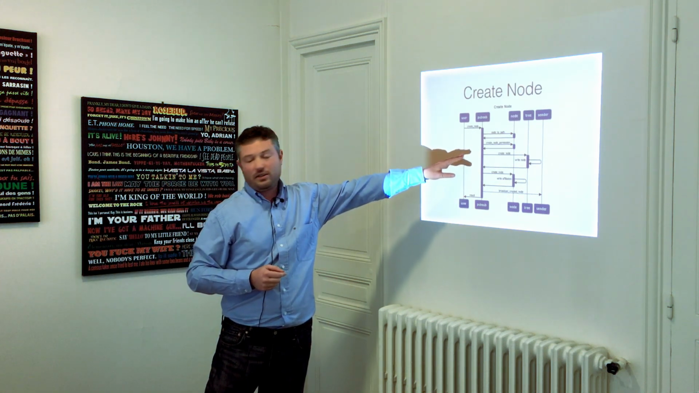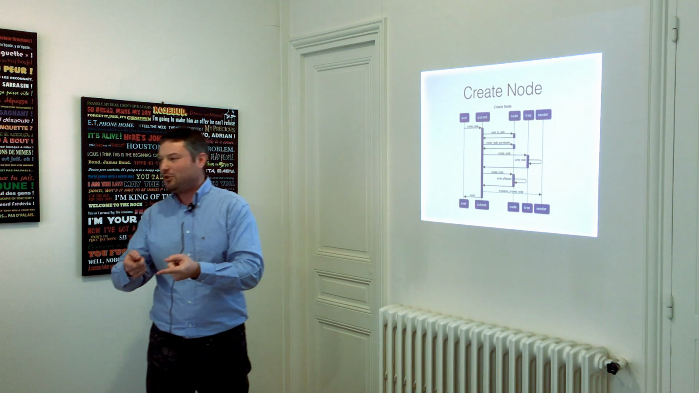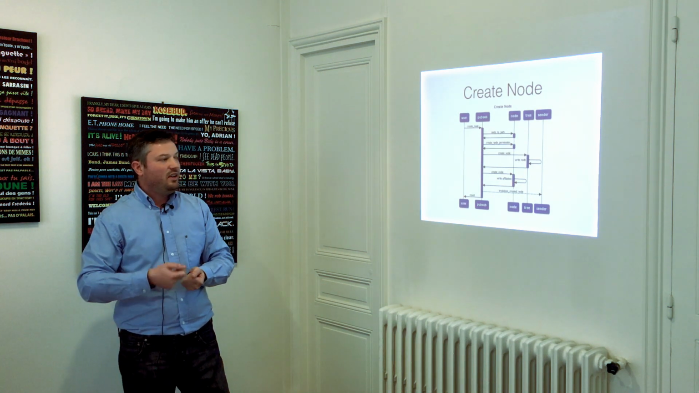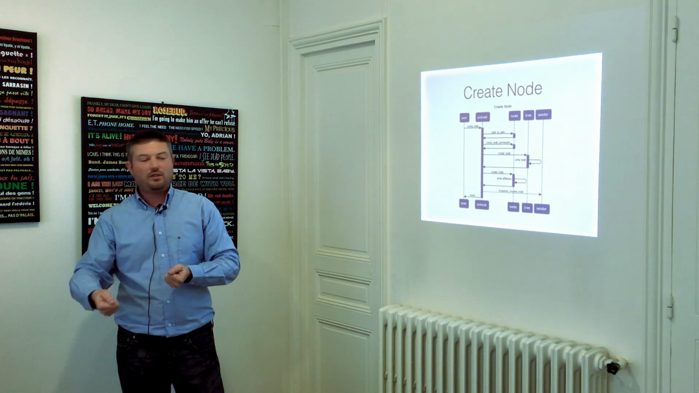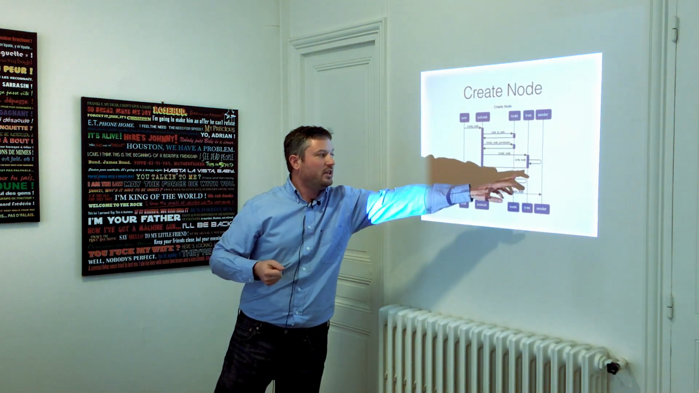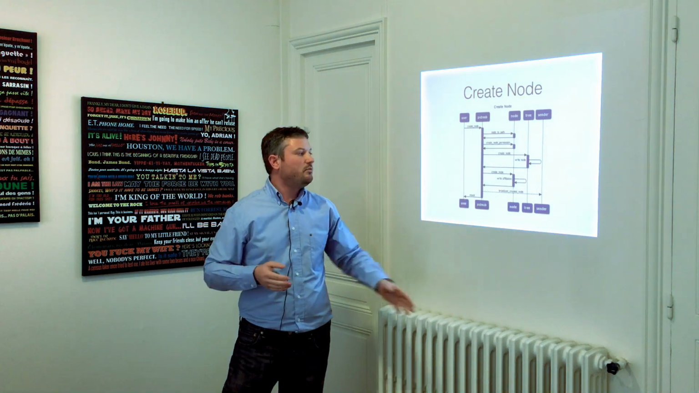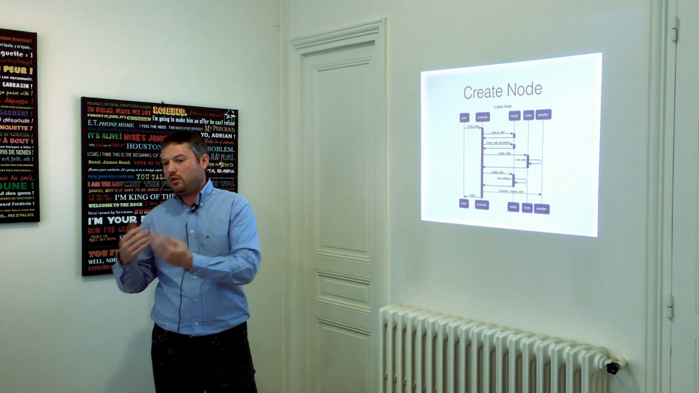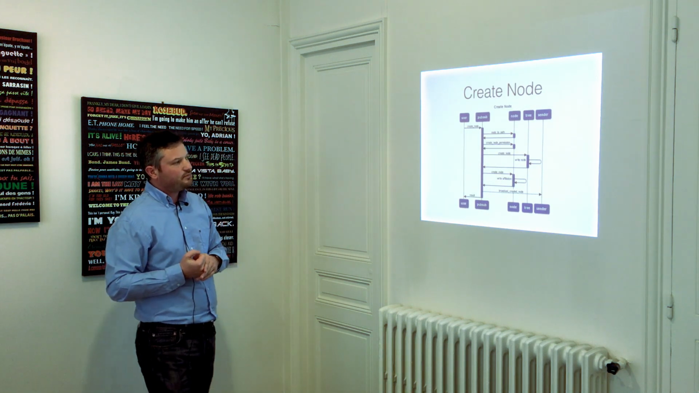So the guy can create the node. We ask the node tree plugin to effectively create the node. It writes the node in its own backend. By the way, the backend to store the node can be a completely different backend from the one that stores the affiliation association. It's just a matter of choice.